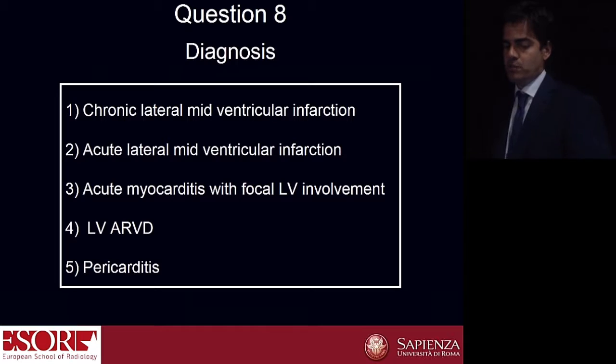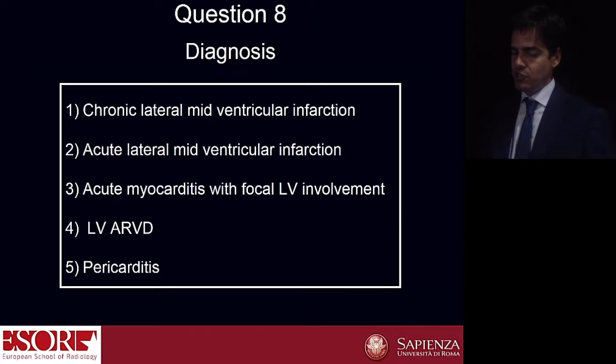Who votes for the first option, chronic lateral mid-ventricular infarction? Don't be shy. Okay, no votes for this. Who votes for an acute lateral mid-ventricular infarction? Yes, we had a consistent group voting for this. Who votes for an acute myocarditis? Okay, the rest are not important, so it means you know the topic because it's a simple case, but it is an acute lateral mid-ventricular infarction.